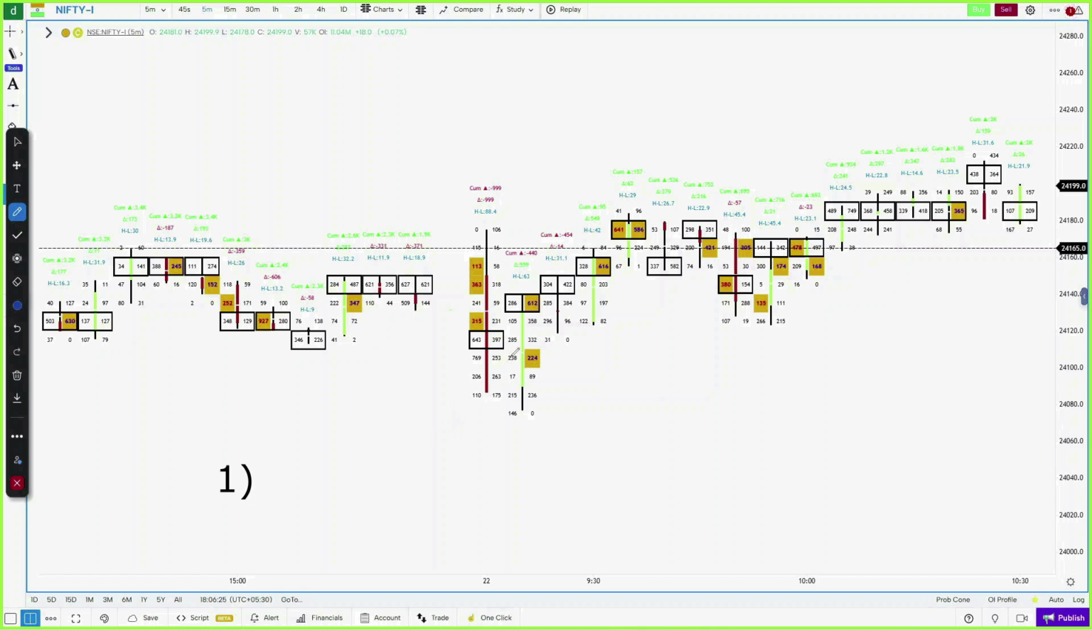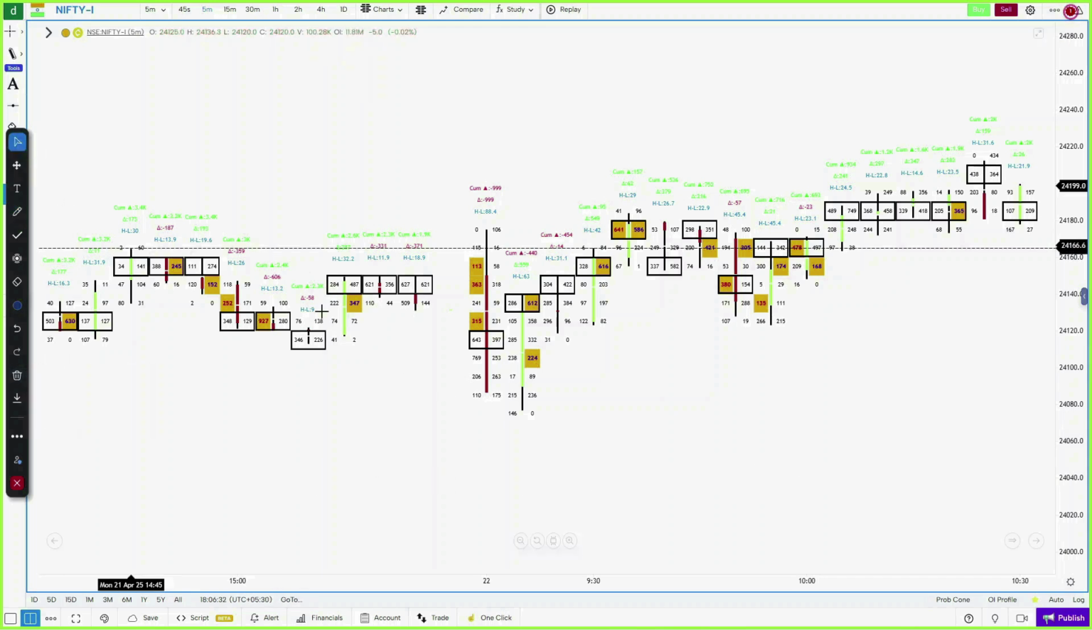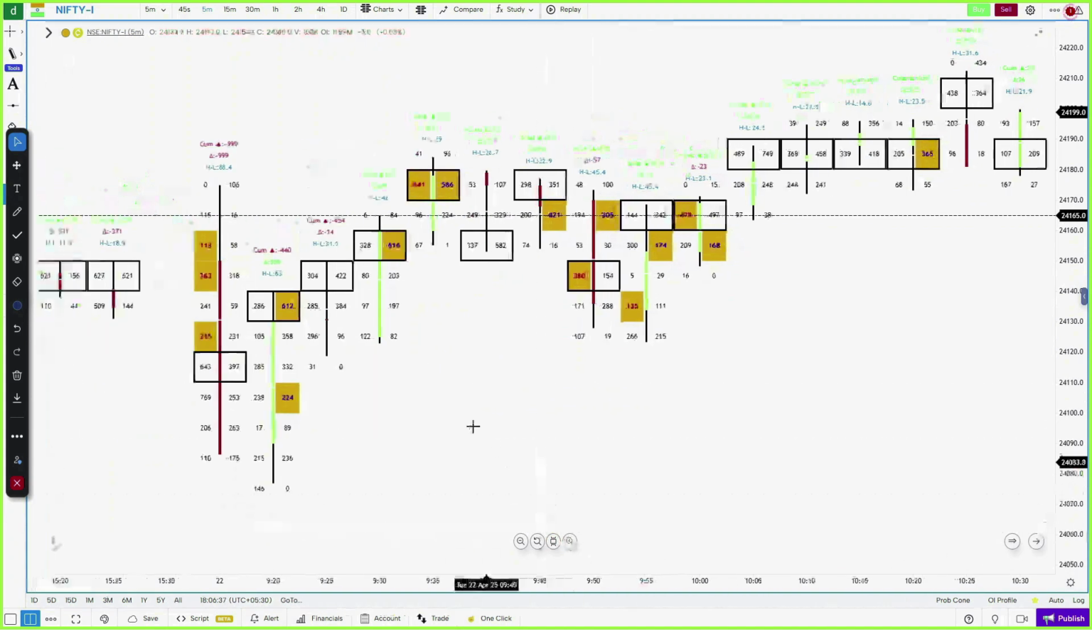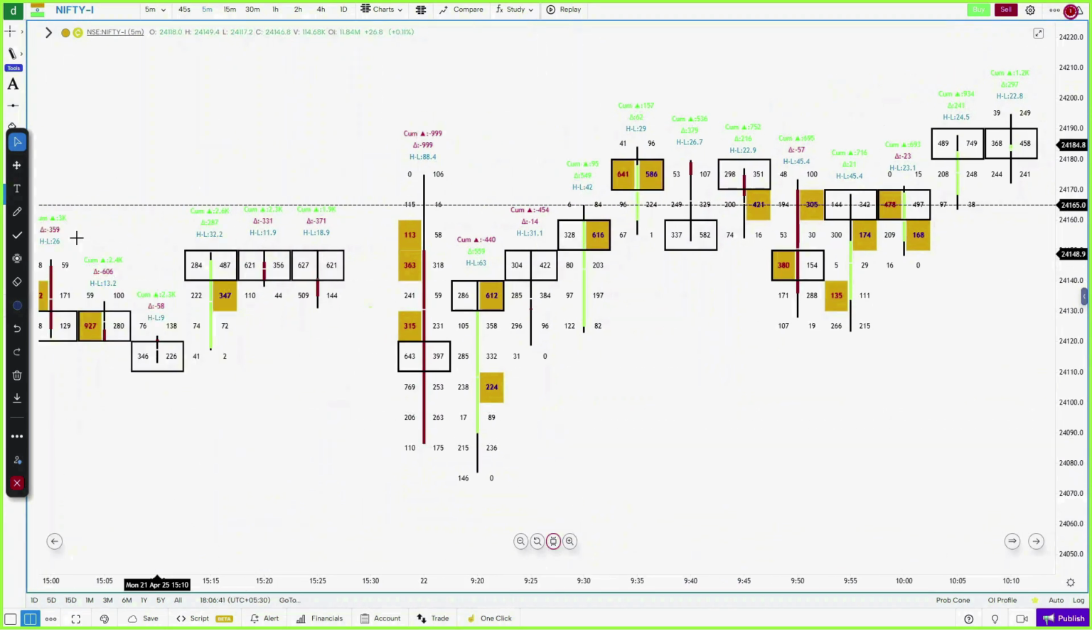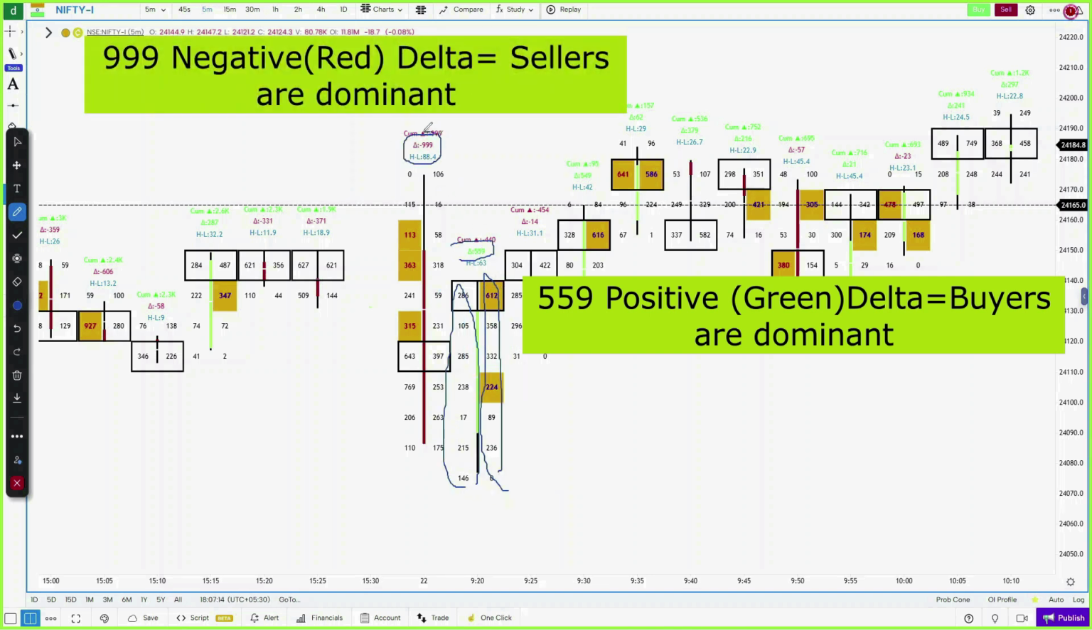The first thing is delta. A delta is the net difference between buying and selling volume. When I say buying and selling volume, the right side are buy orders, or market buy orders, and the left side are market sell orders. Whatever the net difference between the right side and the left side, we call it a delta. So if you look at here, 559 is the delta. Same thing here, negative 999. What this means is that there are more sellers here.